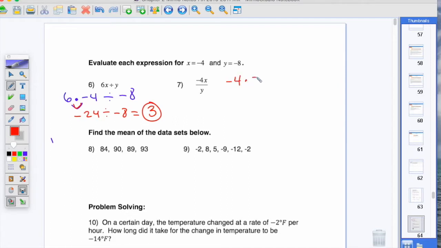Number 7 is negative 4 times x, which is negative 4, divided by y, which is negative 8. You'd have to multiply your numerators together to give you a positive 16, and then divide it by your denominator, which is negative 8. 16 divided by a negative 8 gives you a negative 2.